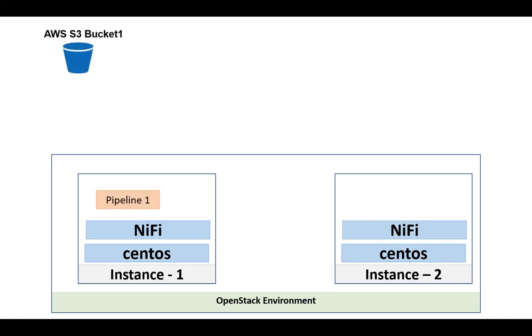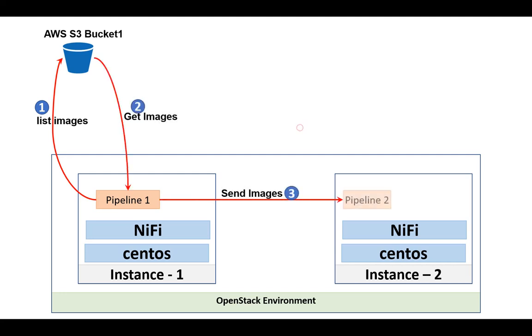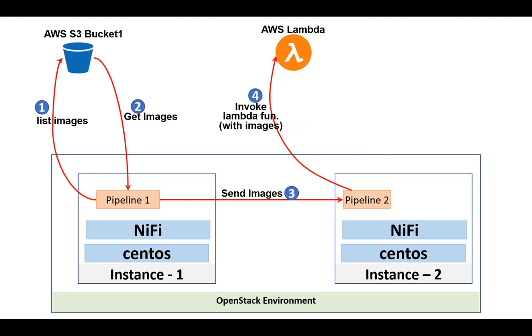Inside NiFi, the first pipeline would connect to one Amazon S3 bucket to read and get the list of images. The received images will then be forwarded to pipeline 2, which will invoke an Amazon Lambda function to process the images. In our case, we'll generate the thumbnail of the original images.